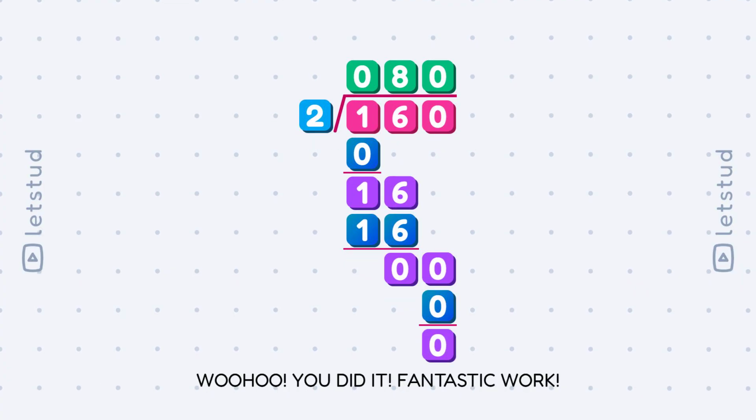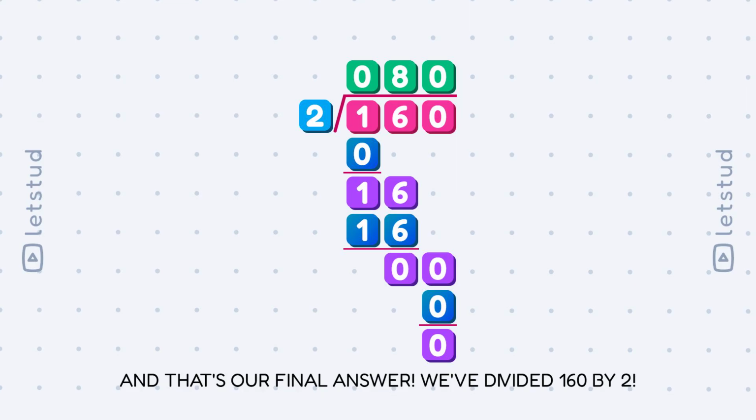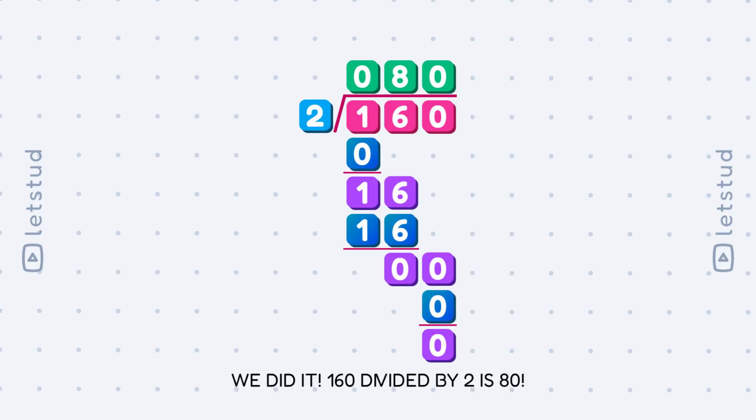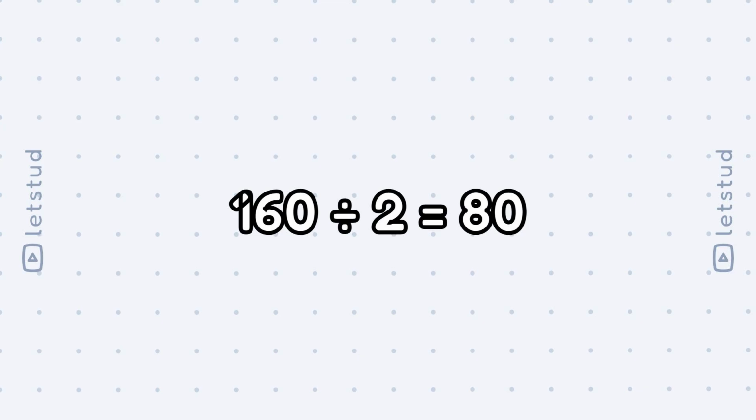Woohoo, you did it, fantastic work. And that's our final answer, we've divided 160 by 2. We did it, 160 divided by 2 is 80. Great job, everyone, we learned how to tackle long division step by step. Remember, even tricky problems become simple with practice.